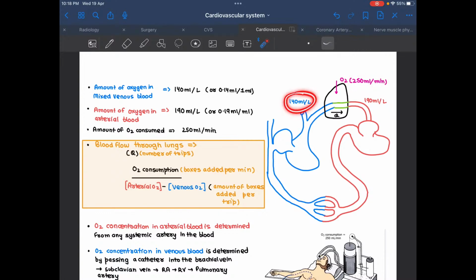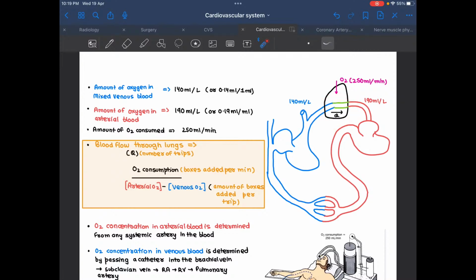We have the venous side of the circulation, where the amount of oxygen is 140 ml per liter. Then we have the arterial side, where the oxygen has suddenly increased to 190 ml per liter. I hope that's clear. So this comes to about 0.14 ml and this comes to about 0.19 ml. Whatever be the case, the oxygen is being added. And what is facilitating that? The flow present over here.